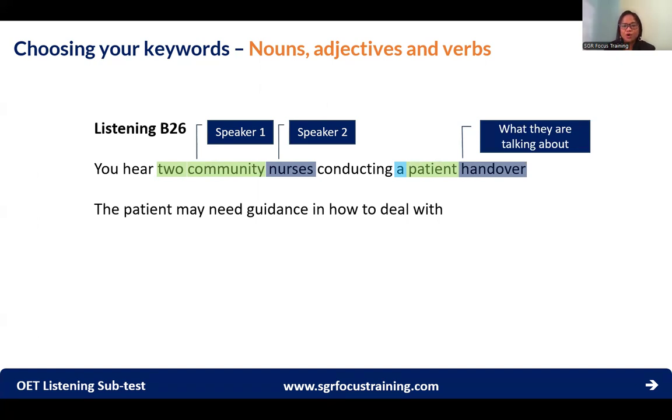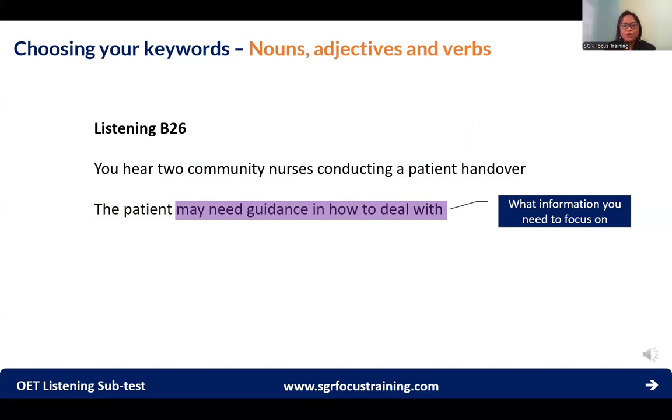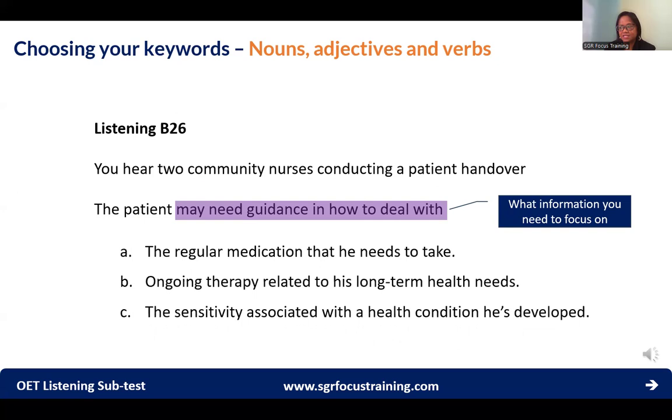Now that we know who our speakers are and what they're going to talk about, let's look at our question. So the question again tells you what information you need to focus on. So again, our focus should be on the patient and his need for guidance in dealing with something. I wonder what he needs guidance from. Okay, so let's now look at our answer options A, B, and C.